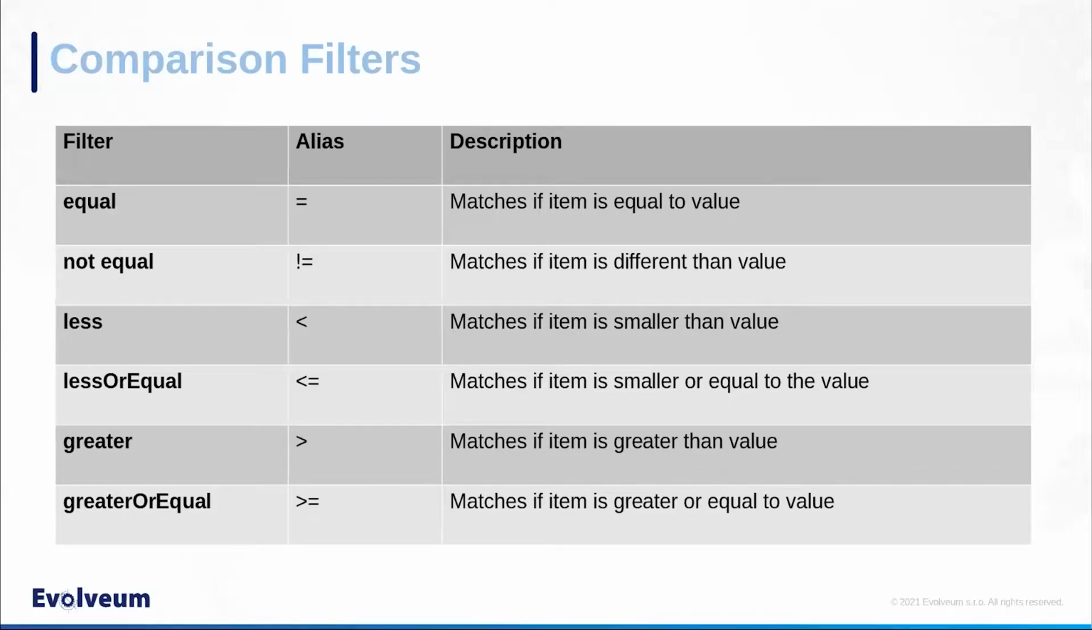So for the standard comparison filters, we have 6 of them. And we also have matching aliases for them, which are more friendly in the GUI. Some of them, like less or equal and greater or equal, these aliases are not so useful in the XML since you need to escape them, but there is still possibility and support for them.